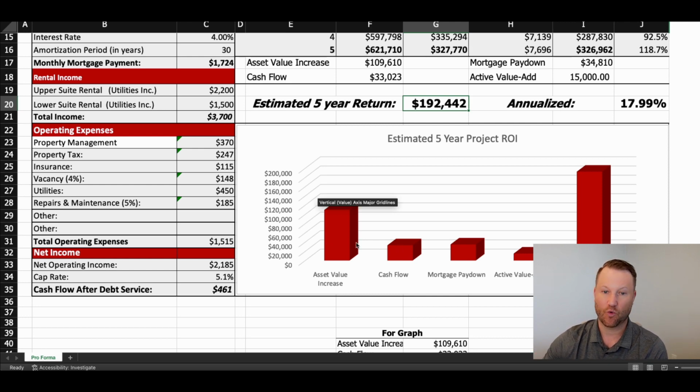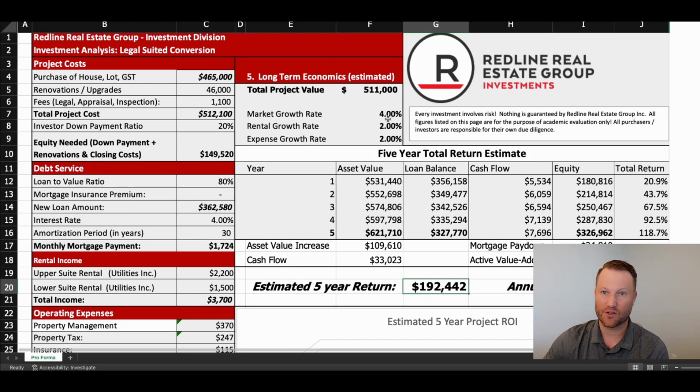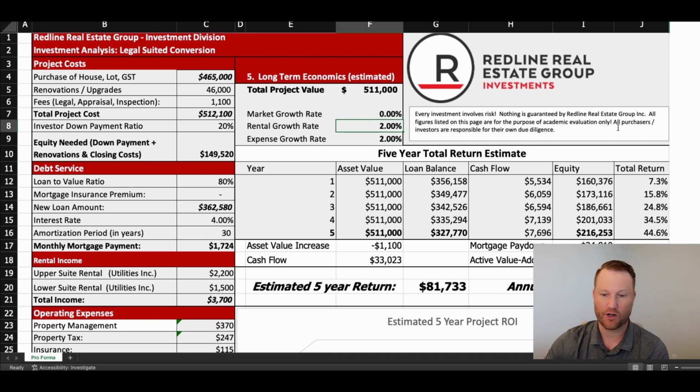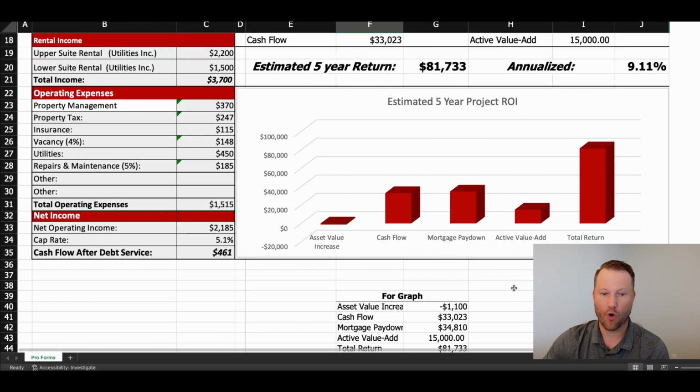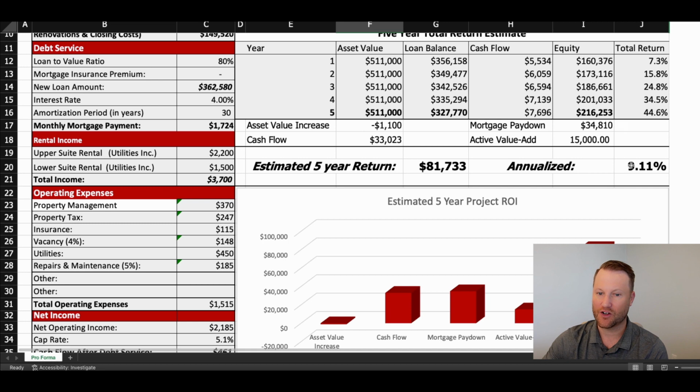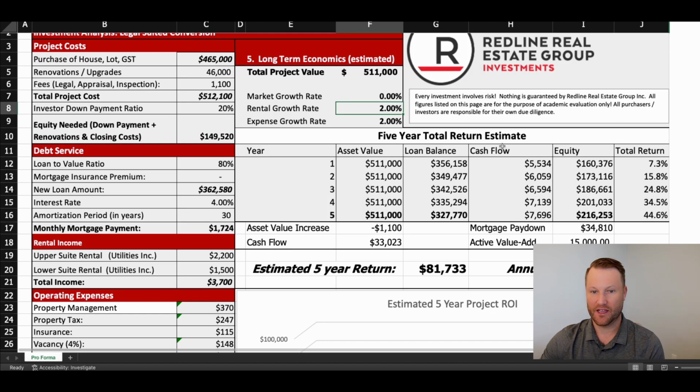It's heavily weighted towards the asset value increase, but you want to know that even if it didn't appreciate at all, are you still going to make money? If we put 0% in here for market growth, and we have no appreciation at all, yes, we are still getting a modest return here, because we're paying off a lot of our loan, we're getting good cash flow out of it, and we've added value by putting this legal secondary suite into the basement.